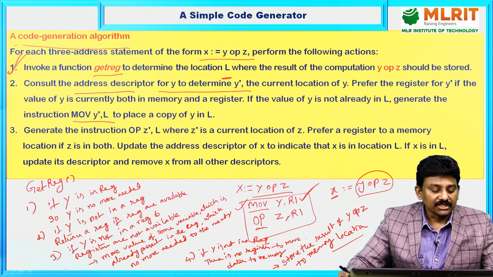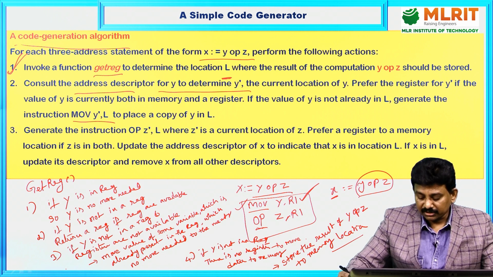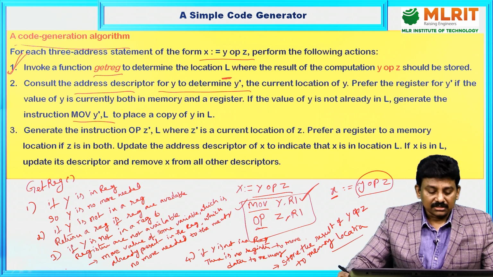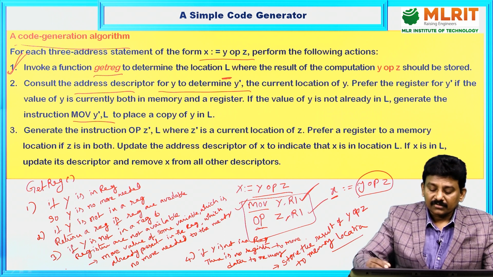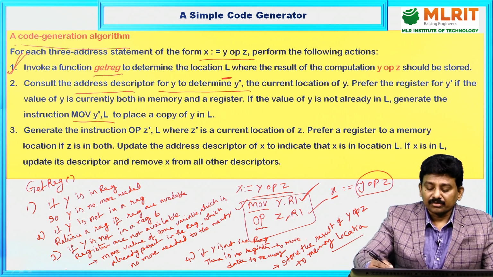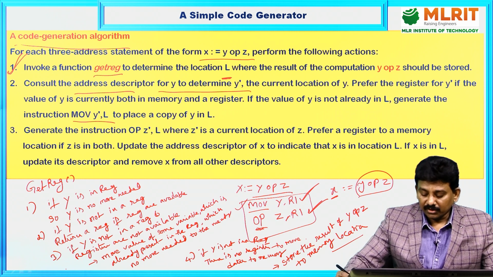Third step, generate the instruction OP Z dash comma L, where Z dash is the current location of Z. That is, prefer a register to a memory location if Z is in both memory and register. Update the address descriptor of X to indicate that X is in location L. If X is in L, update its descriptor and remove X from all other descriptors. That means if the value is in both register and memory, we can perform the OP operation directly, that is any addition, subtraction, multiplication operation. Second step, perform OP on Z, R1.